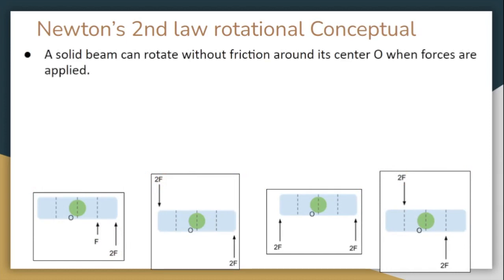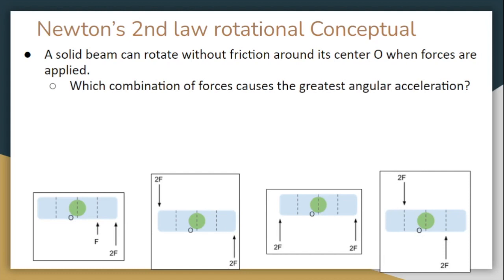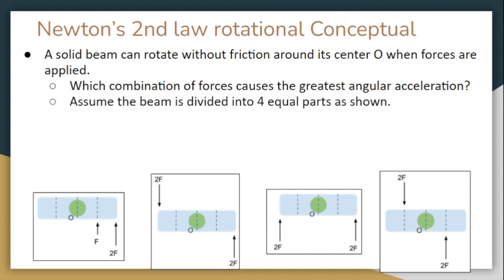Let's take a look at this conceptually now. Let's say that we have a solid beam that can rotate without friction around its center 0 when forces are applied. So the center 0 just means here, here, here, and here. Which combination of forces is going to cause the greatest angular acceleration? And we can assume that the beam is divided into 4 equal parts as shown.